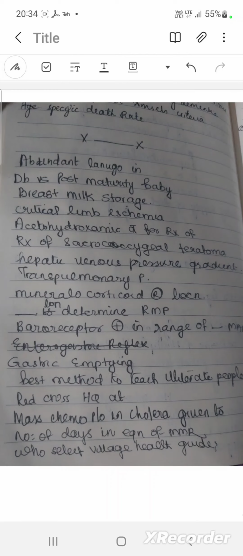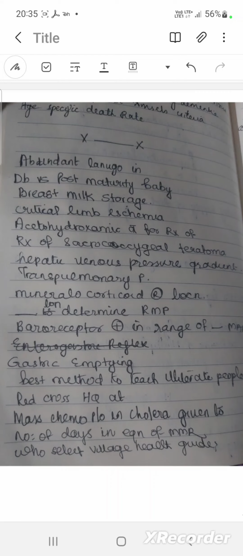Critical limb ischemia is when ABPI is less than 0.4. Acetohydroxamic acid is for treatment of struvite stone. Treatment of sacrococcygeal teratoma is radiotherapy.